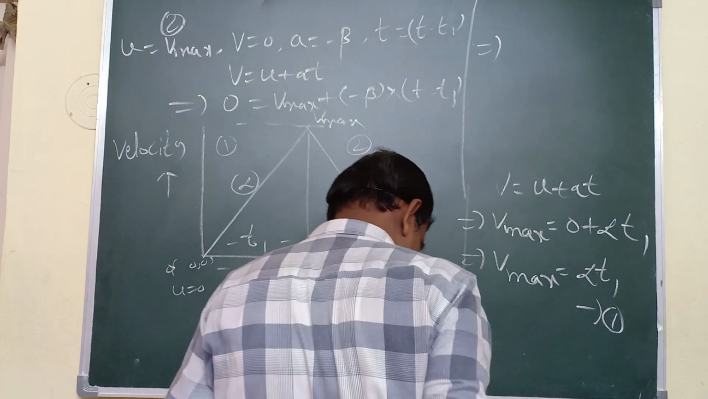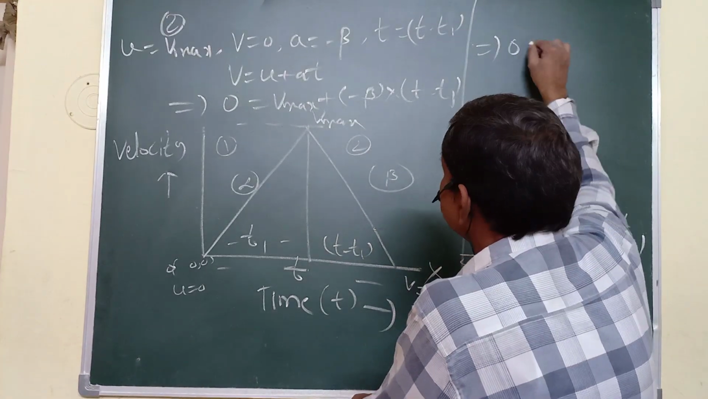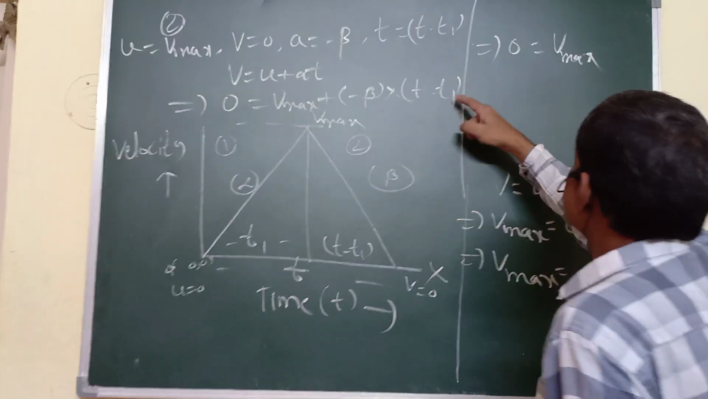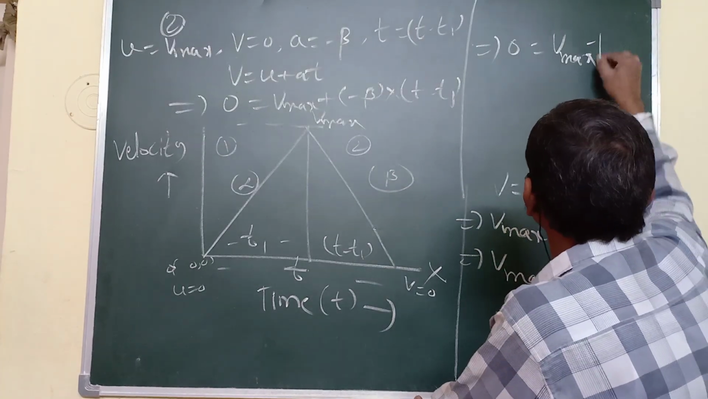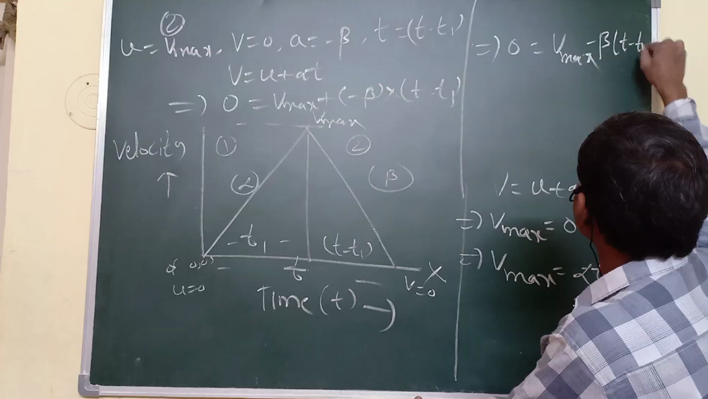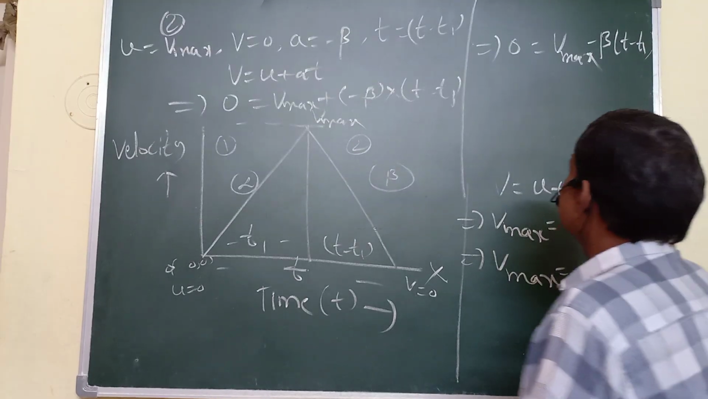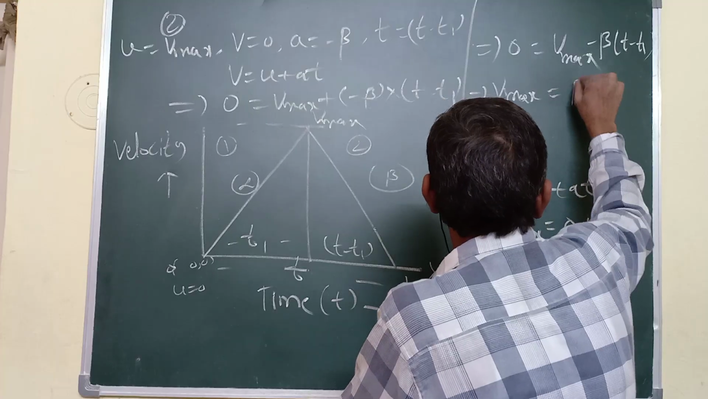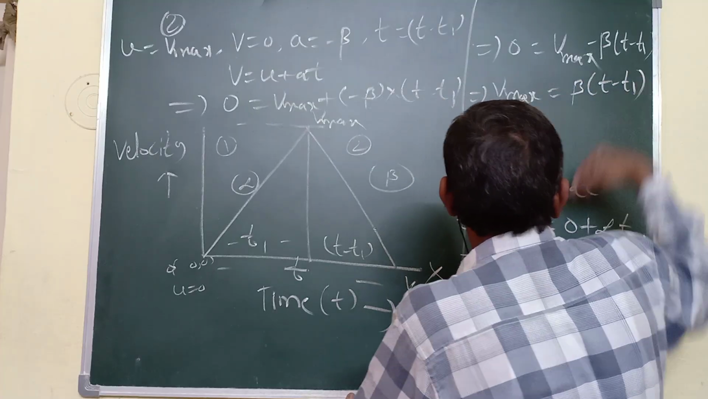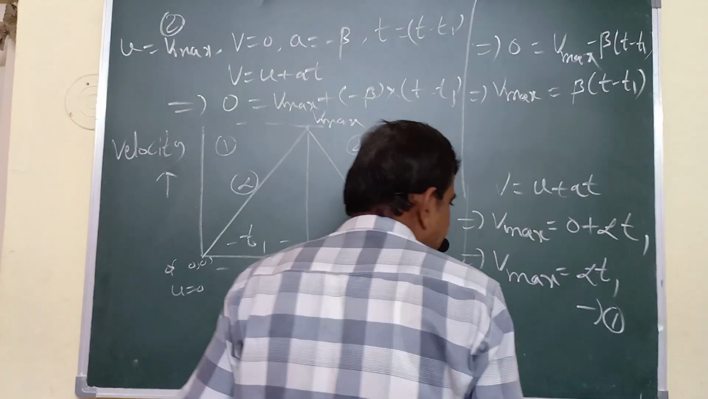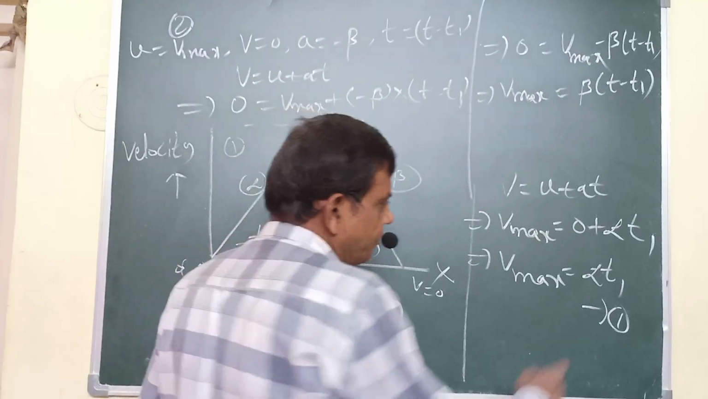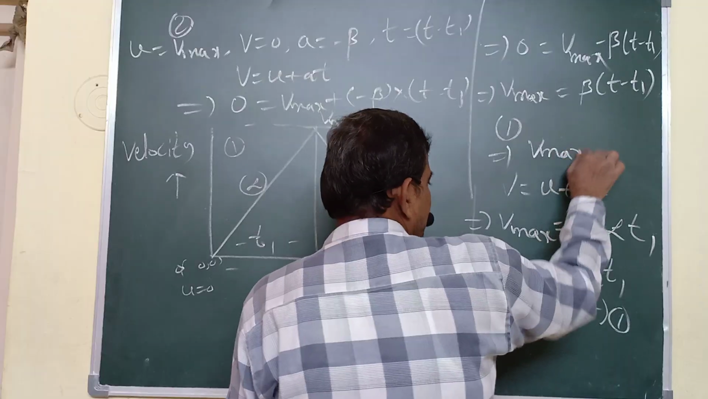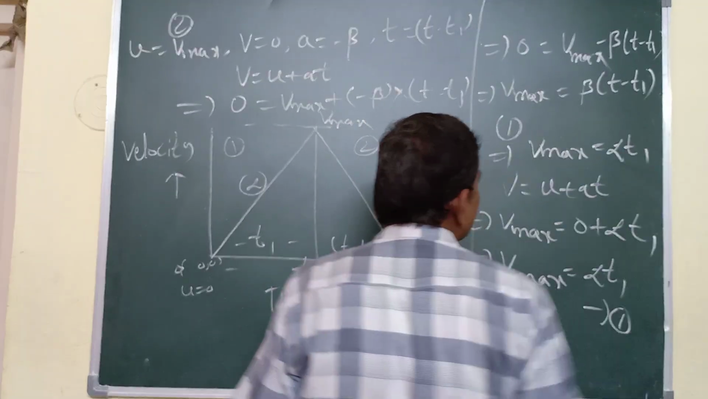This implies 0 equals V maximum minus beta into (T minus T1). So here what happens? V maximum equals beta into (T minus T1). Here, from the first equation, what am I taking? What is the first equation? First equation: V maximum equals alpha T1.